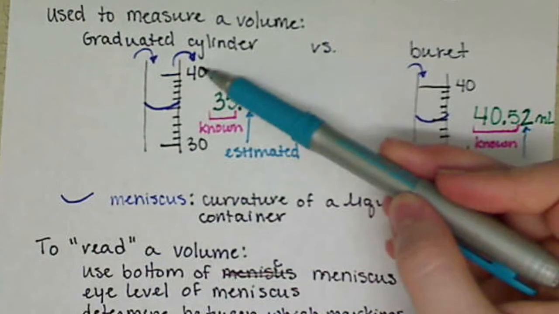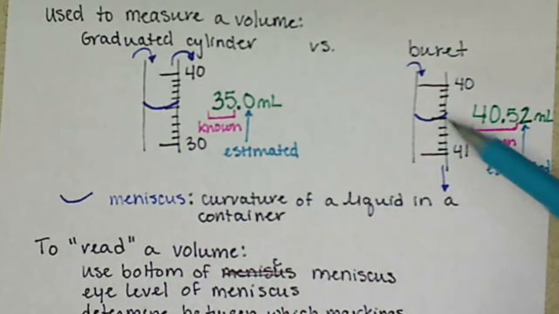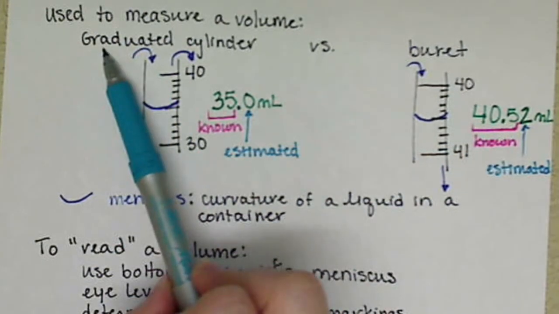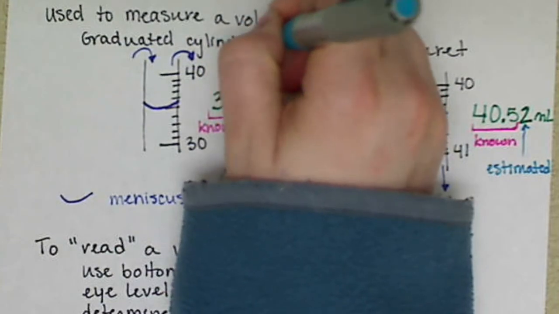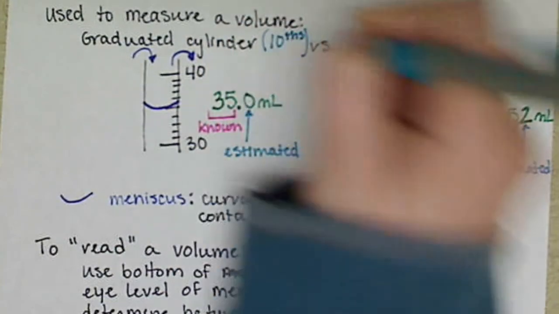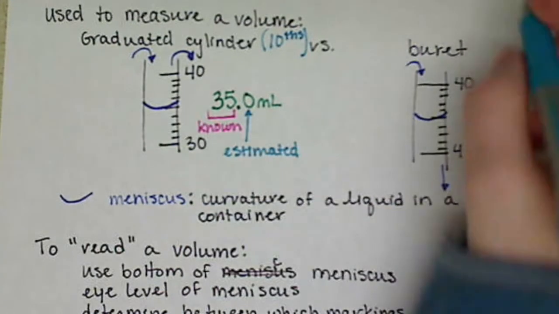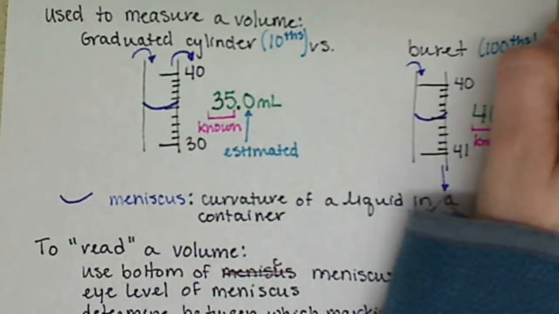So not only is our graduated cylinder and burette reverse of each other, they also have a different level of accuracy. Okay, a graduated cylinder is going to be accurate to the tenths. Okay, one number past the decimal. A burette is accurate to the hundredths.